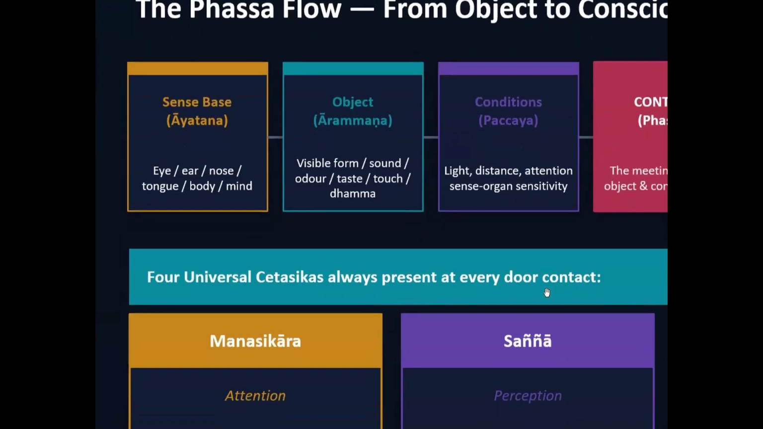So next one, at every moment, these four universal Cetasika are always present at every door contact. Remember these four universal ones for your study, they always come out in the test. Four universal Cetasika always present at every door contact. So we're going to go through which they are.